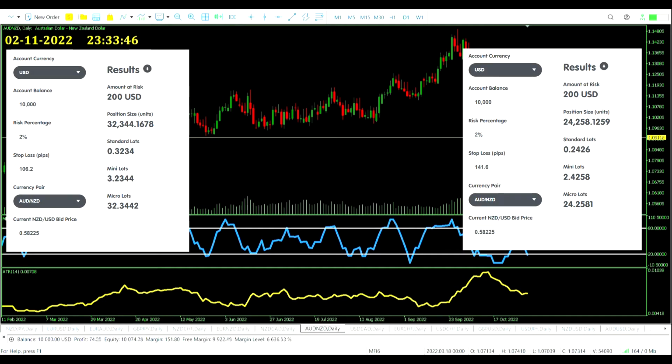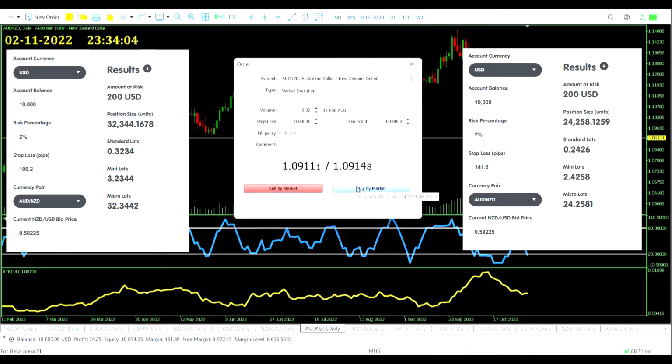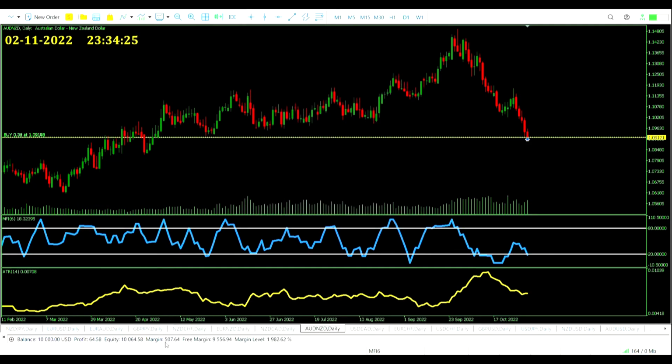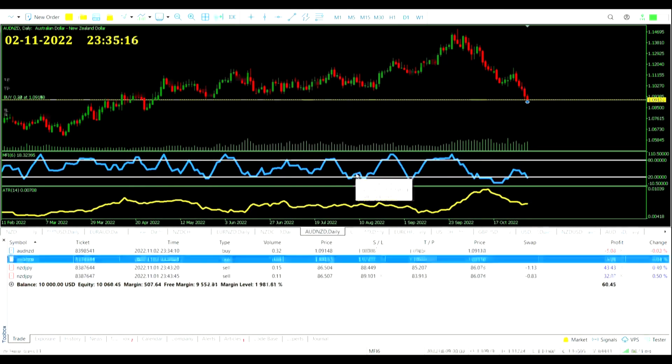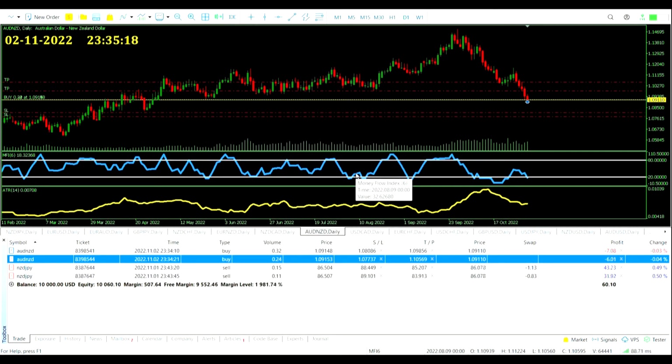You can see the risk calculator on screen. This is based on an ATR of 70.8 pips. 0.32 lots for subtrade A. That's 1.5 times ATR buying in. And 0.24 standard lots for the 2 times ATR trade. Again, of course, we buy the market. Let's set those stop losses and take profits. There are those levels. We'll see where the MFI gets us.